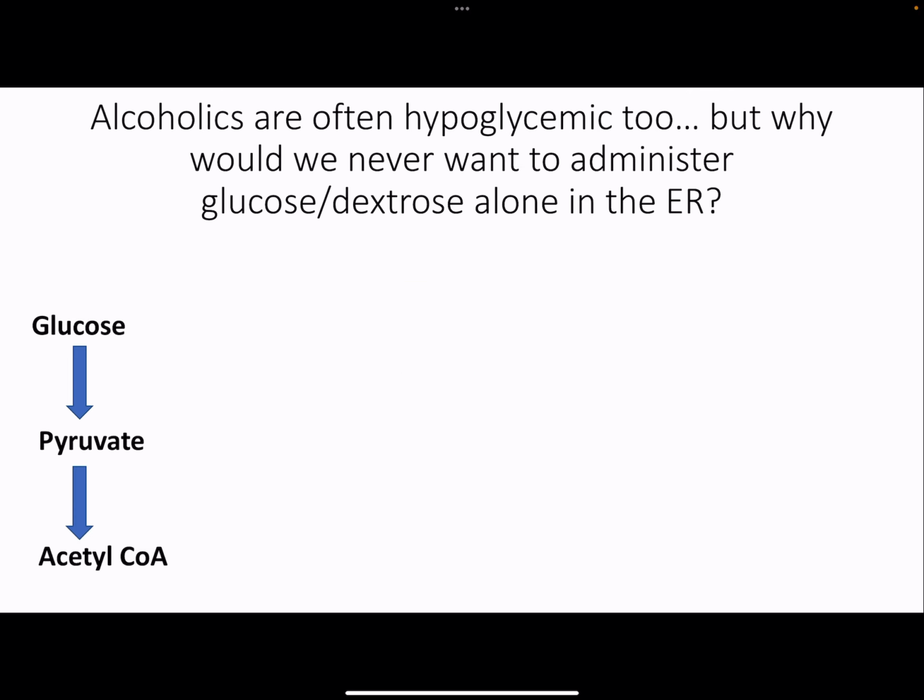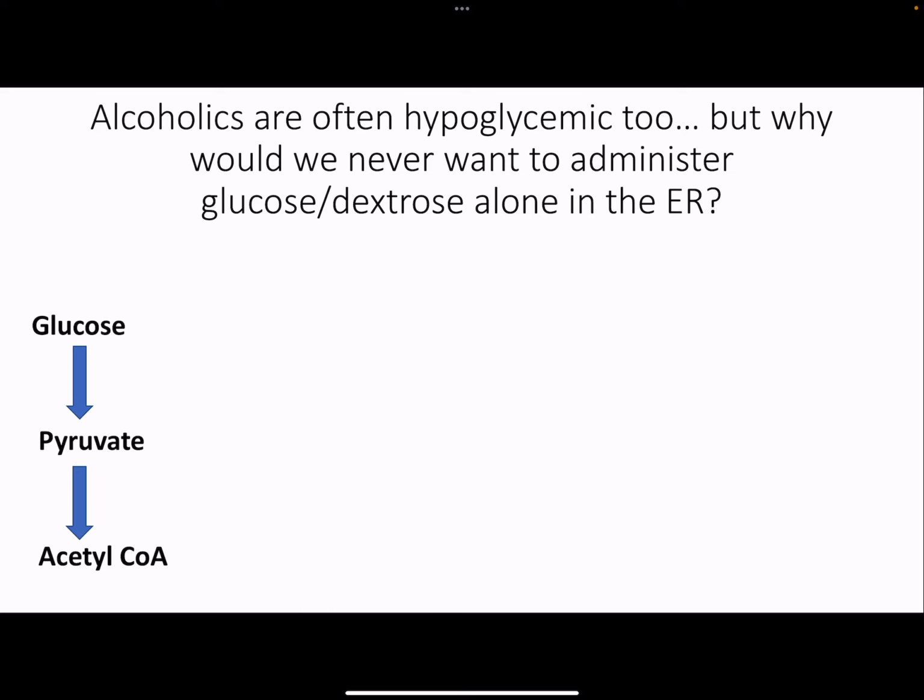So if someone comes in, you'll see a lot of people abusing alcohol coming into the ER, and often they're hypoglycemic too, of course, because they have a bad diet, they're just drinking a lot. You wouldn't want to give dextrose IV, which is just glucose. Why not? Well, because they might be hypoglycemic, but they also might be thiamine deficient, and we need to do tests and figure that out.